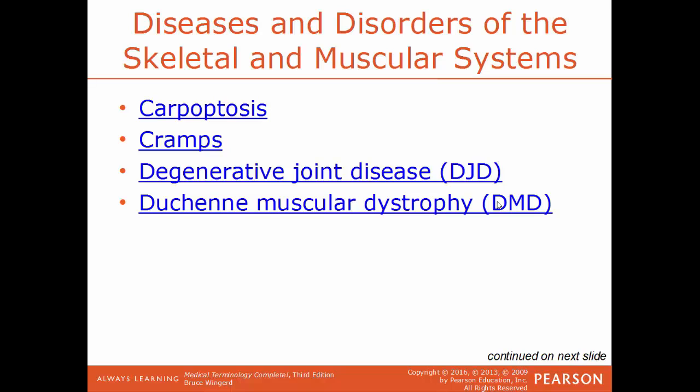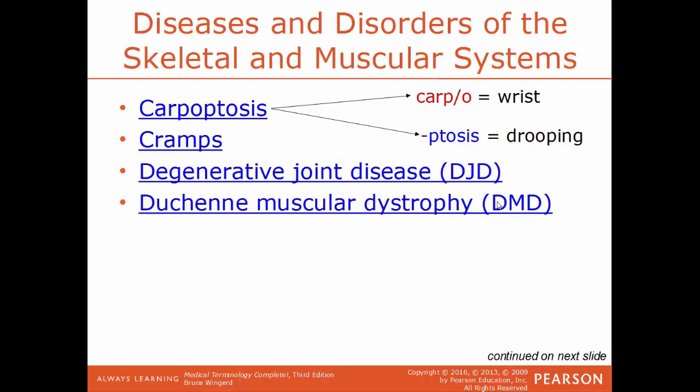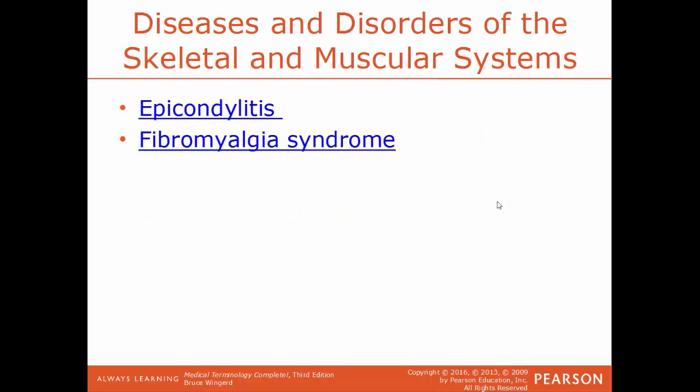Going back to the first word, for you to break that down, carpo represents the wrist, and ptosis means drooping. So this is where you get the wrist drop phrase for this condition. Next term, epicondylitis. This is a condition where you have a painful inflammation of the tendons that are around an epicondyle. An epicondyle is a feature on a bone. A condyle is a rounded projection. So the epicondyle will be the area just above that. And some common versions of epicondylitis are tennis elbow and golfer's elbow.